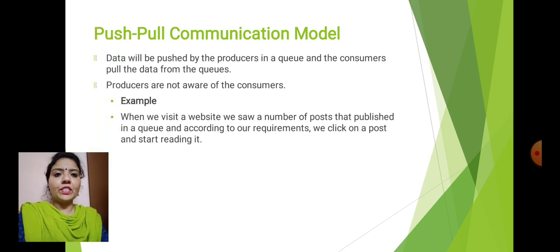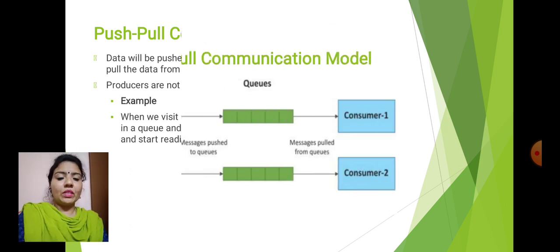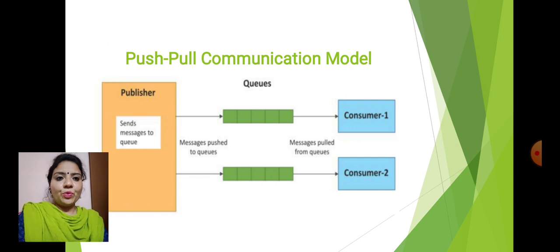The next model is the push-pull communication model. Here the data will be pushed by the producer into a queue and the consumer will pull the data from the queue. Here also we have producer and consumer, but the producers are not aware of the consumer. A simple example is whenever we visit a website, we will see a number of posts that have been published in a queue. According to our needs, we click on each post and start reading it. This is the block diagram for the push-pull communication model.